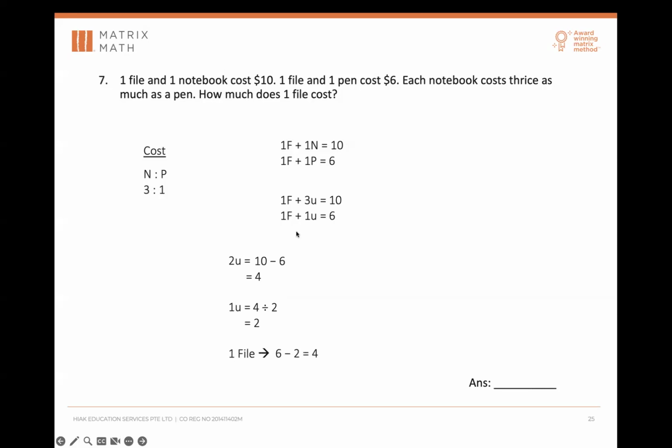I see, only one file means you have to pick any of these statements. I have picked this statement. In the solution, they have picked this statement. One file is 6 minus 1 unit. And we have found here that 1 unit is equal to 2. So one file is 6 minus 1 unit, which is 6 minus 2, 4. So the price of a file is $4. Sorry, just now I picked the wrong number. I picked a notebook instead of a file. Okay, never mind. Let's continue with question number 8.